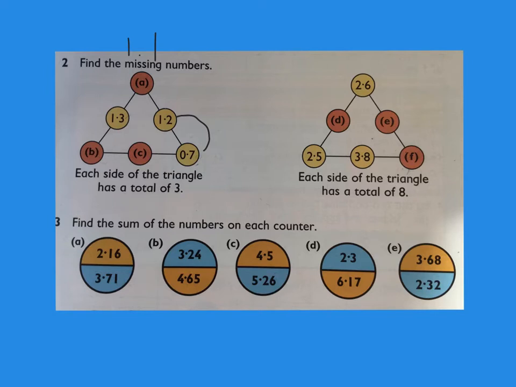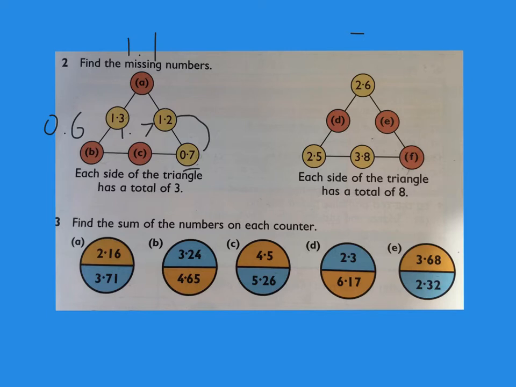Okay, so if I know A is 1.1, 1.1 and 1.3 is 2.4, which means B is 0.6. So if I know B is 0.6, 0.7 is in yellow here. So add 0.6 and 0.7, it's 1.3, which means C is 1.7. Okay, so now I want you to use the same sort of methods to work out the answers to the other triangle on the right hand side of the slide. So I want you to pause the video and do that now.